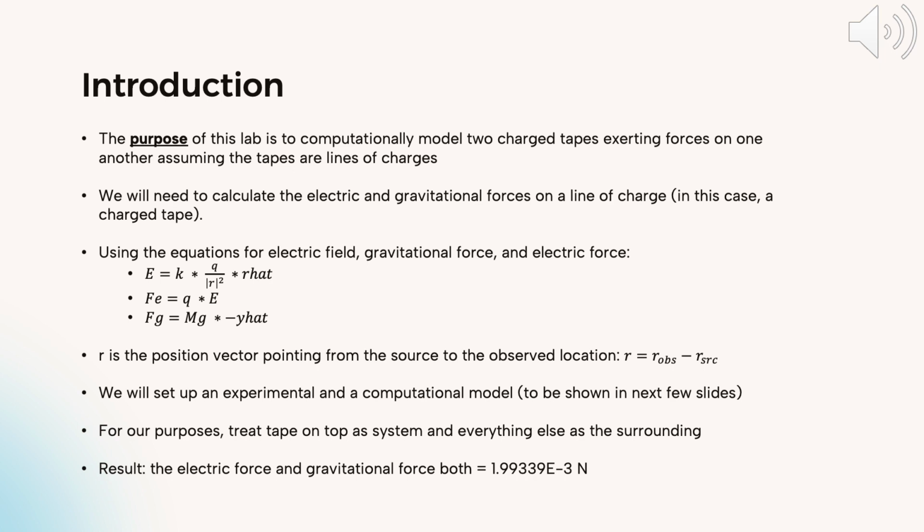For our purposes, we are treating the tape on top as the system and everything else, including the bottom tape, as the surroundings. The result of doing it is the electric force and gravitational force both equaling 1.99339 times 10 to the negative 3 newtons in equal and opposite directions.